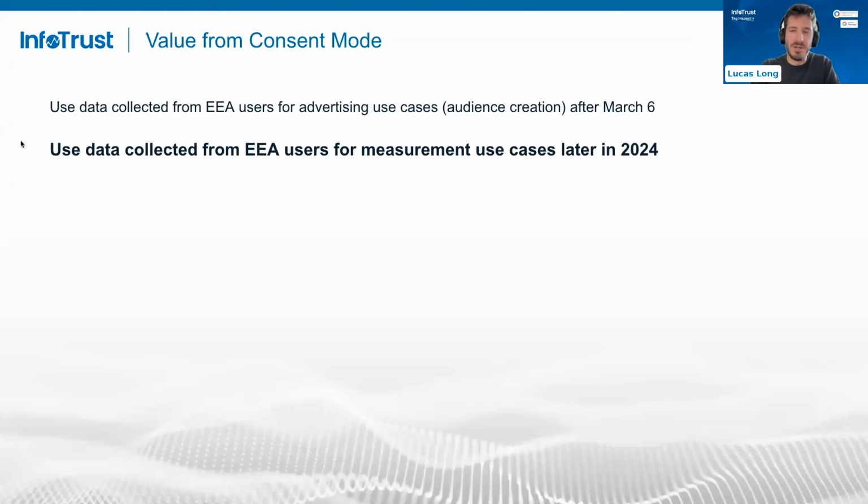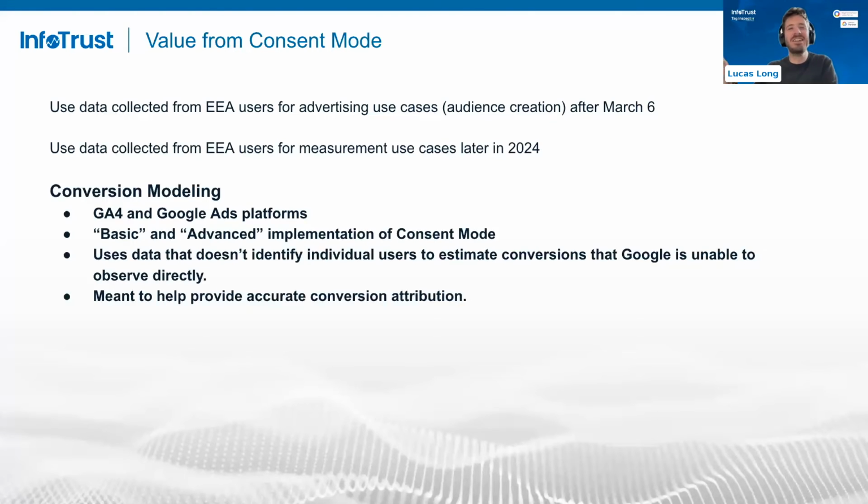There's also some additional additive value that can be realized from consent mode. The first one is conversion modeling. Once consent mode is in place, you'll likely start to see conversion modeling show up in your reports, both in GA4 as well as across Google Ads platforms. And conversion modeling is made available regardless of whether you have the basic or the advanced implementation of consent mode in place.